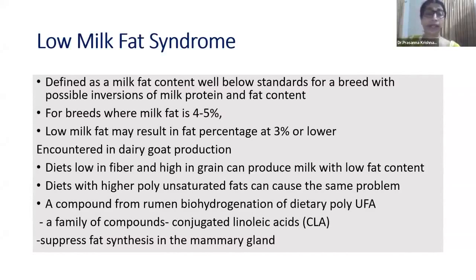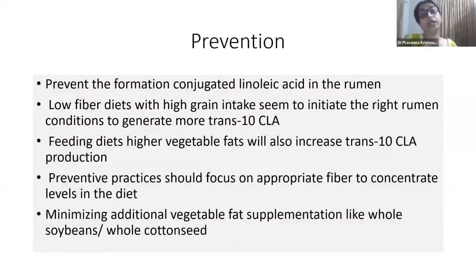That is a new finding. They can suppress the fat synthesis in the mammary gland. So if the animal is producing this in high quantity, the fat content will be reduced. So as a preventive method, it is said that the formation of this conjugated linoleic acid can be reduced, or we can find some way to prevent its formation. For that, we have to give a high fiber diet, and high vegetable fat will also increase the production of this trans-10 CLA, that is conjugated linoleic acid.